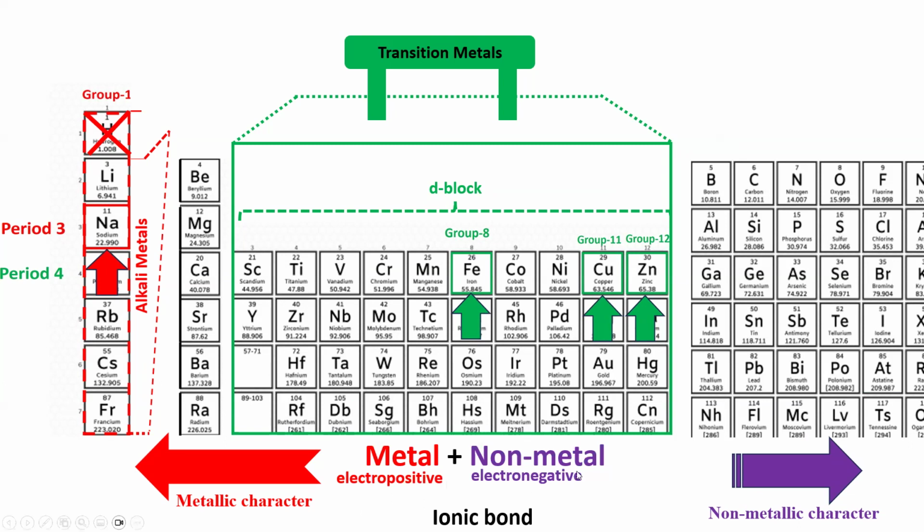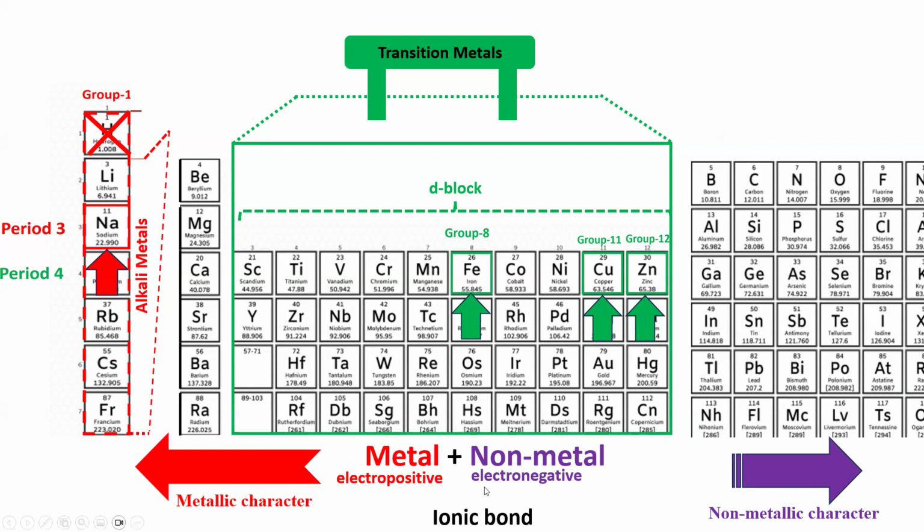Why? Because metals are highly electropositive. They want to lose electrons and they want to be converted into positive ions or cations, so that they are called electropositive. But non-metals, like they want to gain electrons to complete their octet or duplet, so they are electronegative. They want to gain electrons and form anions.